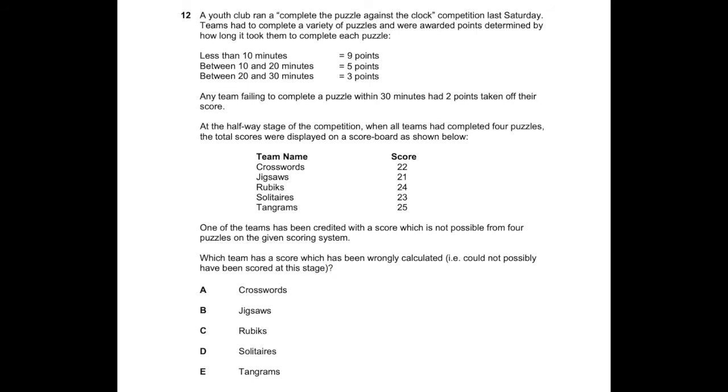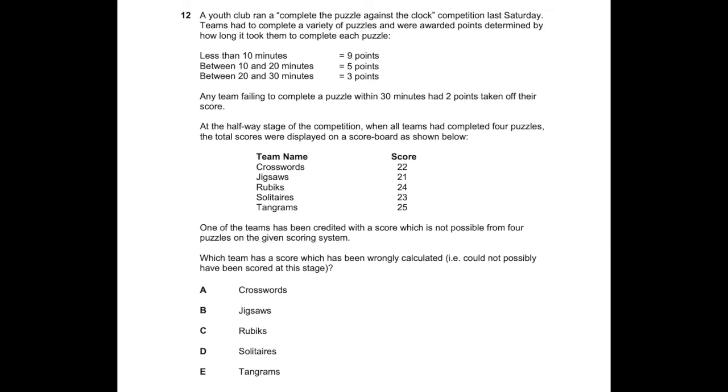One of the teams has been credited with a score which is not possible from 4 puzzles on the given scoring system. Which team has a score which has been wrongly calculated, i.e. could not possibly have been scored at this stage? The correct answer is D, because of the following. The range of scores possible from each puzzle according to the scoring system were -2, 3, 5 and 9. Therefore only scores that could be produced from the sum of 4 of these numbers, allowing repeats, would be possible. The teams whose scores can be produced are shown below.